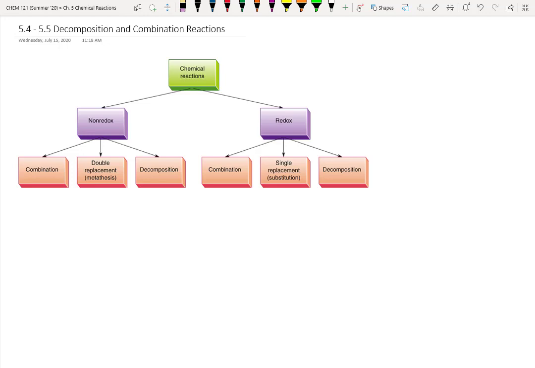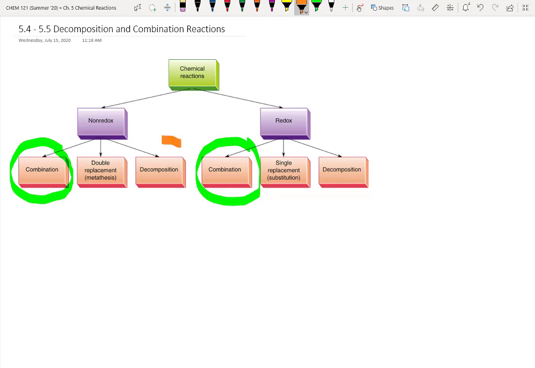All right, in our previous video, we took a look at redox reactions, and we said these are the reactions where you transfer electrons. Today, what I want to do is take a look at two new types of reactions. The first is called a combination reaction. And if you notice, a combination reaction can either be a redox reaction or a non-redox reaction.